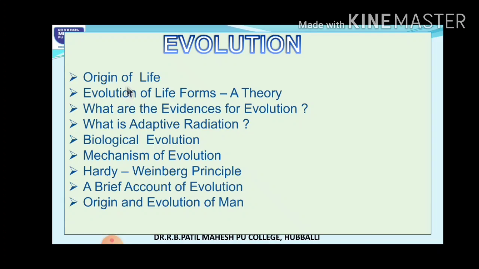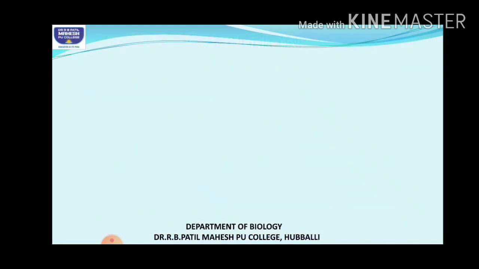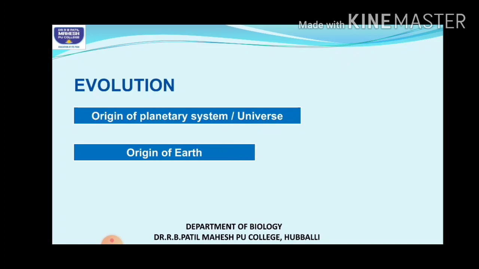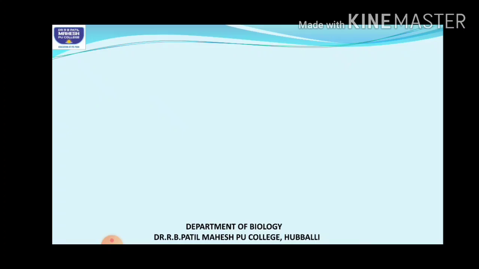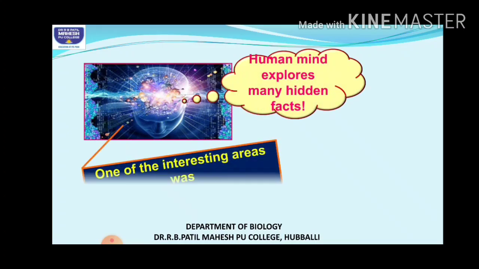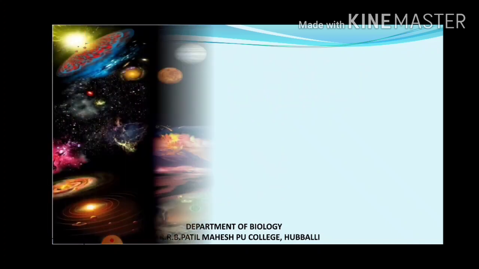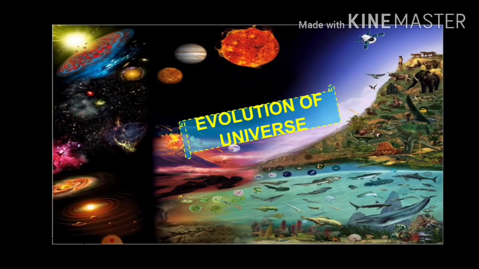Okay, students, before starting the evolution of life forms, let us discuss the origin of the planetary system. What is that? Origin of universe. Because where is the earth actually present? In the universe. Then we are going to study the origin of earth. We could see that the human mind explored many hidden facts, and one of the interesting areas there was to know about the evolution of the universe.